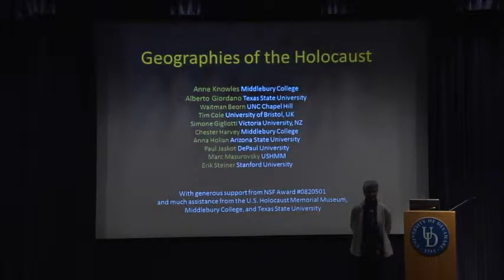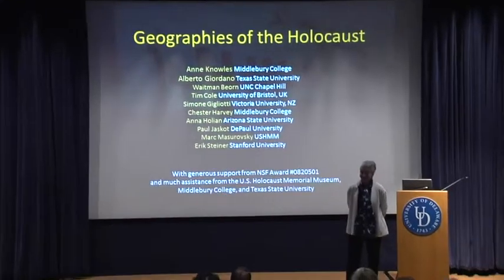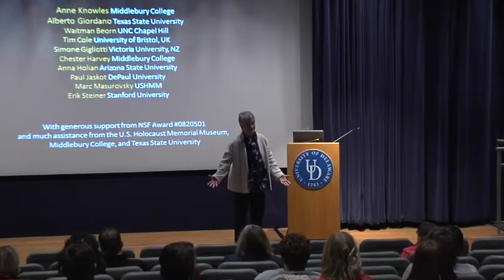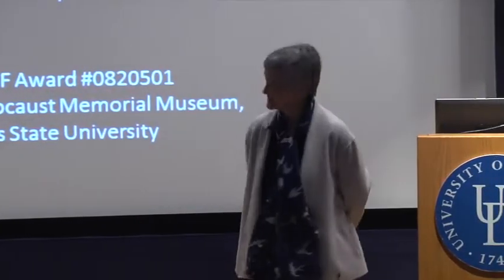Paul Jascott, a historian of art and architecture at DePaul University, who has become my closest collaborator. And I must say, Paul is the bravest of us all. He took a GIS course last fall, and he now can make maps with ArcGIS. He is so proud of himself, but it took 6 years for that to happen. Mark Mazerovsky, another art historian who specializes in tracing stolen Jewish art, particularly in France. And then Eric Steiner, a geographer, cartographer, graphic designer extraordinaire.